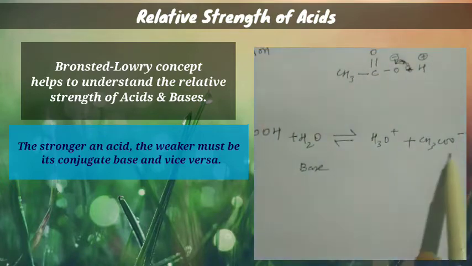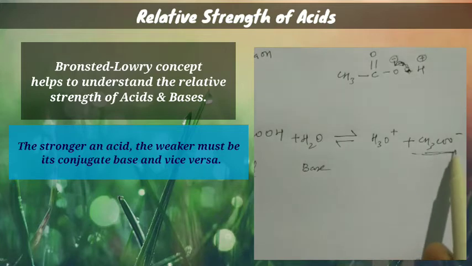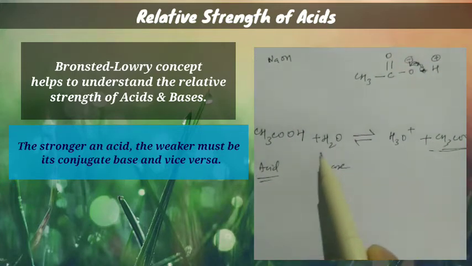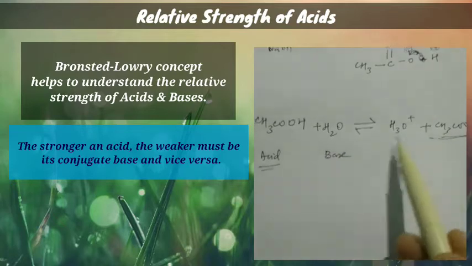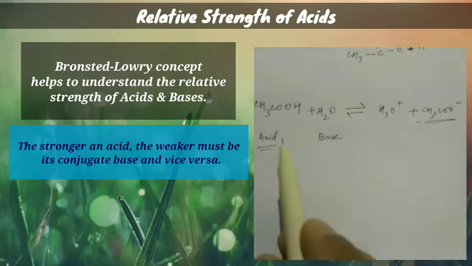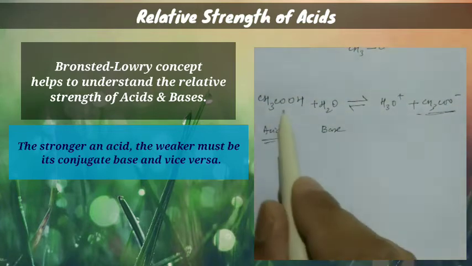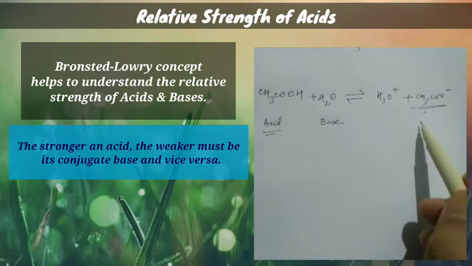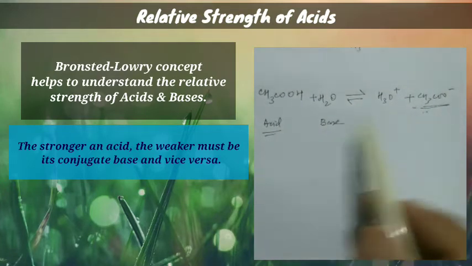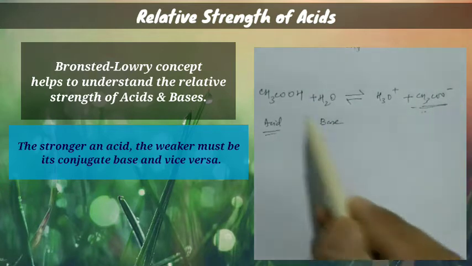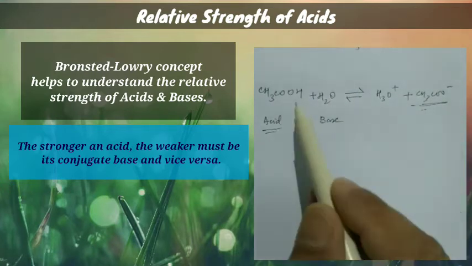So as a result we are going to get CH3COO negative. And this H positive is going to be accepted by this water molecule to generate H3O positive. Now here again you see CH3COOH, that means acetic acid, and this acetate ion, they are actually related by the H positive ion. So if you add H positive ion, you will again get back this one. That means they are a conjugate acid and base pair.